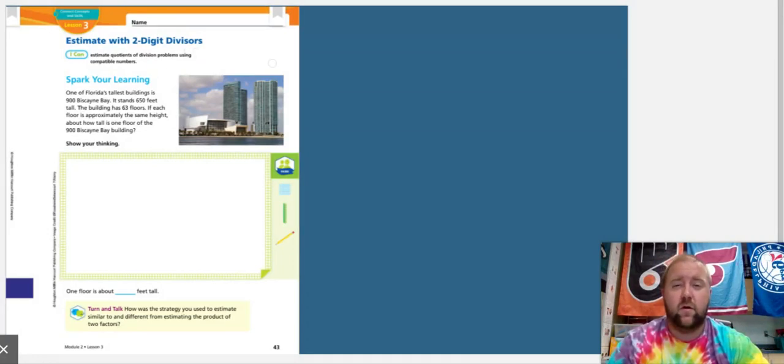Today we're going to focus on an estimating strategy that's just a little bit different than our typical estimating and rounding that we've done. Today it says I can estimate quotients of division problems using compatible numbers.